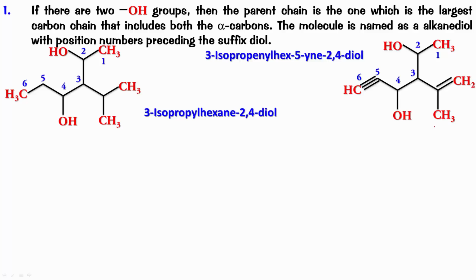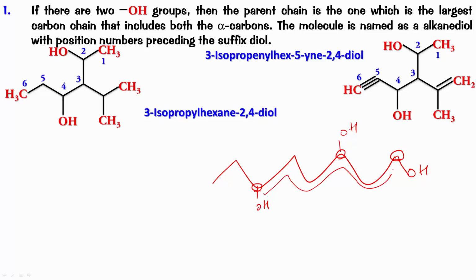Now when you have 3 OH groups, there are 2 possibilities. One OH here, one OH here, one OH here. The first possibility is that the alpha carbons of all the 3 are such that they can be taken in one single chain. In this particular case, you will notice that the alpha carbons of the 3 OH, which I have marked by a circle, do occur in a single chain.